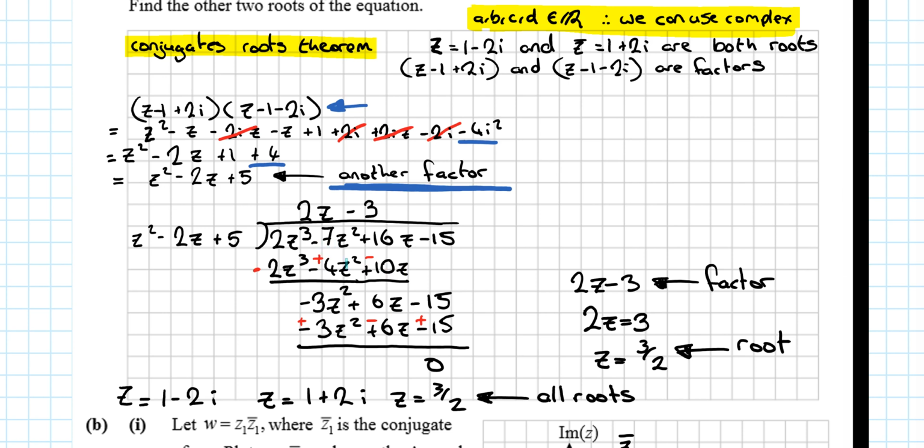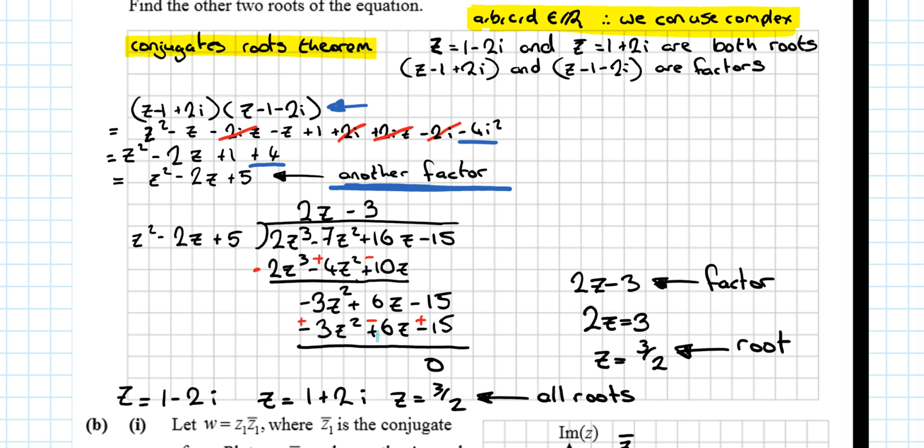Z squared plus 4z, minus 7z squared plus 4z squared is minus 3z squared. Plus 16z minus 10z is plus 6z. And we're bringing down the minus 15. Then ask yourself again, z squared by what is minus 3z squared? It's just minus 3, so you're going minus 3 by z squared is minus 3z squared.